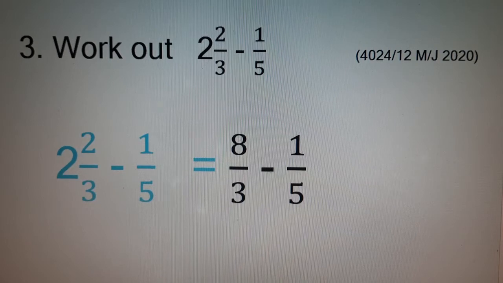After that, you can change 3 into 15 by multiplying by 5. Then you multiply the first fraction, both numerator and denominator, by 5. In the same way, you can change 5 into 15 by multiplying by 3. Then you multiply the second fraction, both numerator and denominator, by 3.